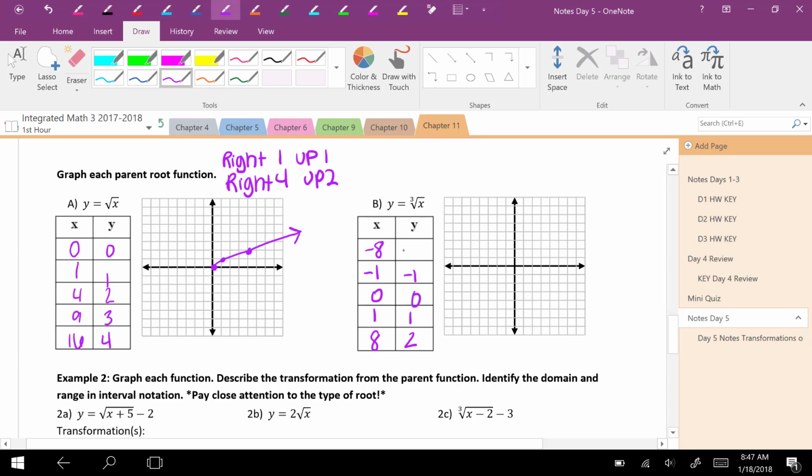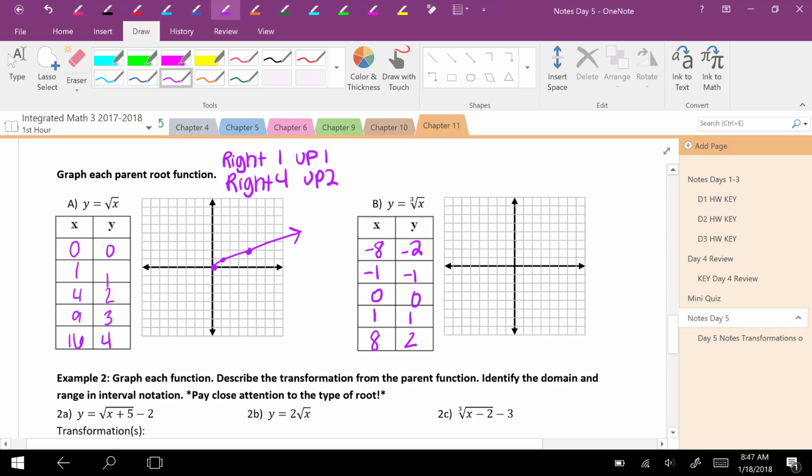And again, it makes sense that you're going to have negative numbers, because for cube roots now, you can have negative numbers. The cube root of -8 is -2. If you think about it, -2 times -2 times -2 is -8. Okay, so that's why we're allowed to have negative numbers here.